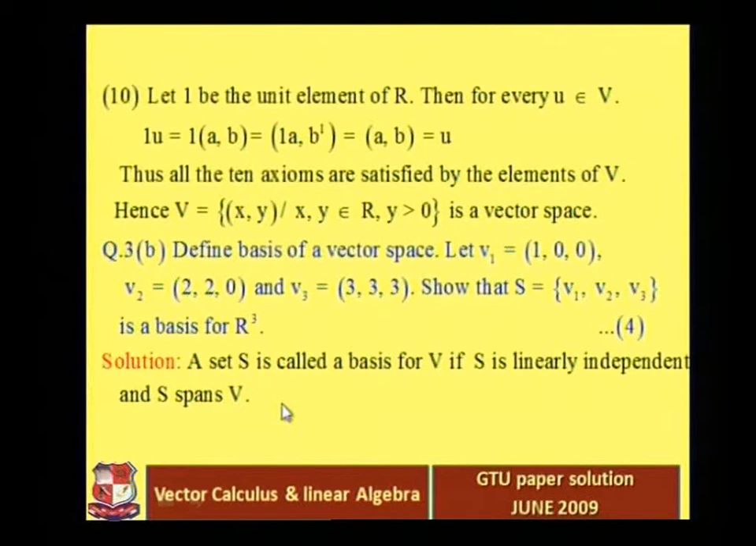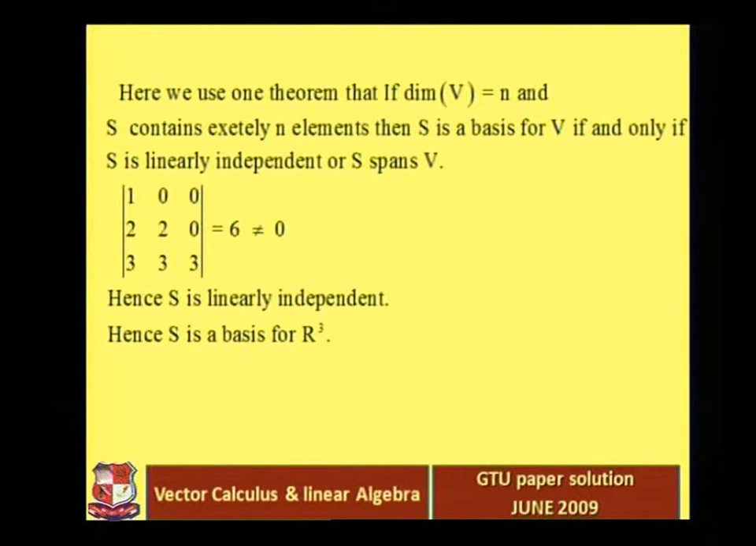There is one shortcut to prove that the given three vectors are a basis, and for that we have to use one important theorem. First of all we define the basis, right? A set S is called a basis for V if S is linearly independent and S spans V, right? If these two conditions are satisfied, then we can say that the given three vectors are basis vectors for R3.